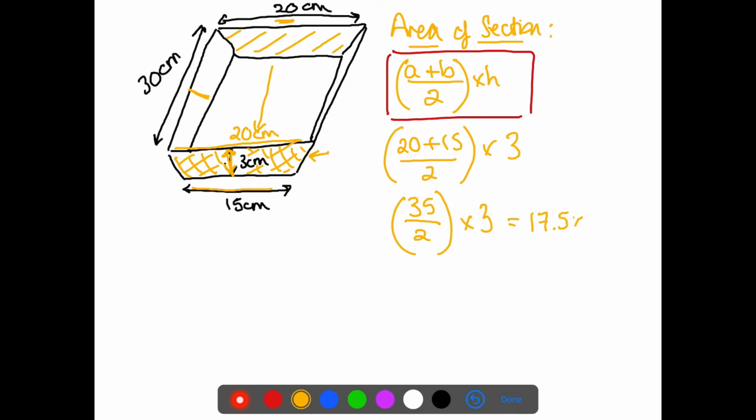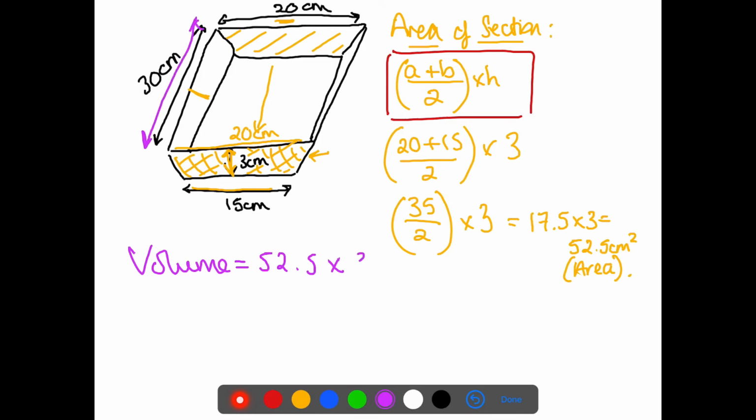35 over 2 is 17.5. If we times that by 3, it gives us 52.5. And that's centimetres squared because that's the area of our cross-section. Now, for the next bit, all we need to do to find the volume is 52.5 times by the length of the shape, which is 30.